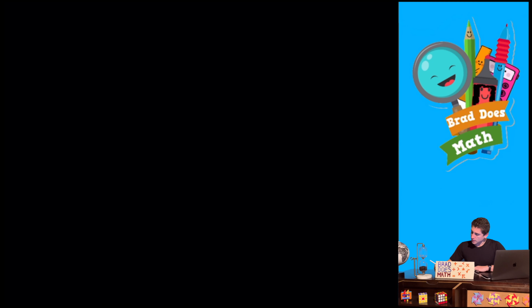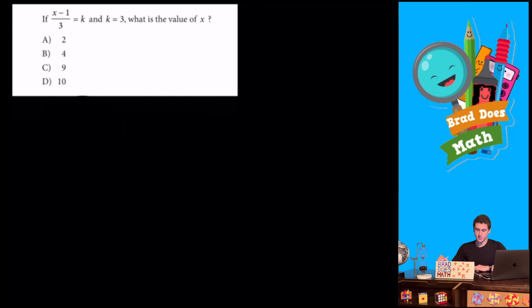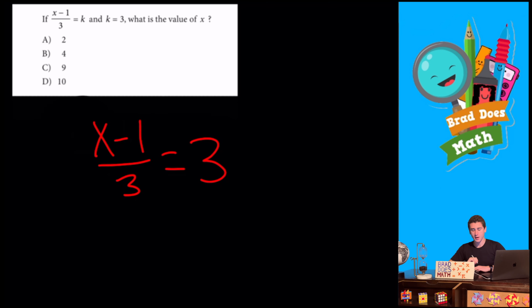So let's start our strategy with this problem. Now, if x minus 1 over 3 equals k and k equals 3, what is the value of x? Stop this video, give it a go, and then we're going to compare how you did that problem to how I do the problem. So if x minus 1 over 3 equals k, well, it told us k is 3, so we can just put that there. Now, what is the value of x?